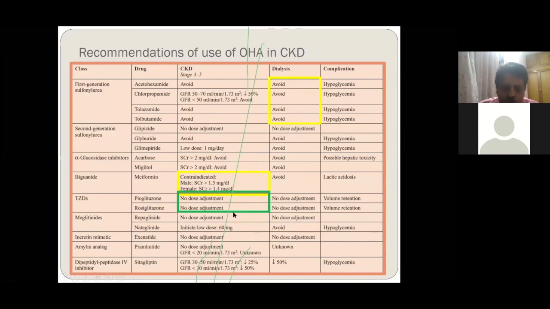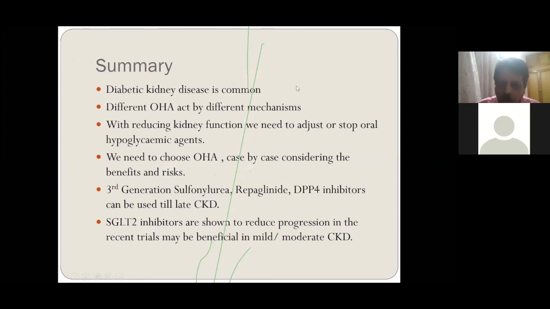Pioglitazone and rosiglitazone, no dose adjustment required, but you have to be cautious when using them in a patient with LV dysfunction or an edematous patient, because you may precipitate congestive heart failure. Repaglinide, no dose adjustment. Nateglinide should be avoided beyond stage 3 of CKD. Incretins can be used, and again, DPP-4 inhibitors, different drugs are available. They can be used with dose modification. SGLT2 can be used up to 30 ml of GFR, and now trials are coming up even in lower GFR.